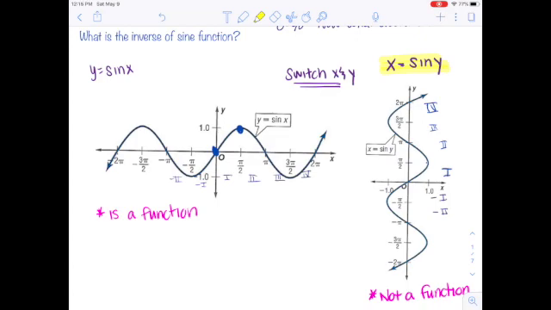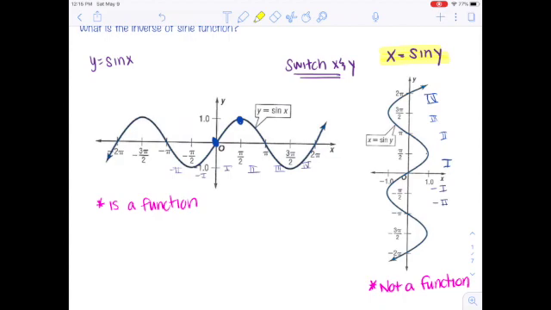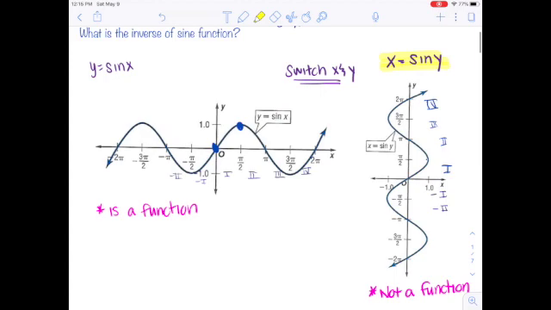A few things we need to point out is that y equals sine of x is definitely a function. It passes the vertical line test. But over on the right, x equals sine of y is definitely not a function. It does not pass that vertical line test. And that's sort of an issue when we go to find what angles have certain sine values.